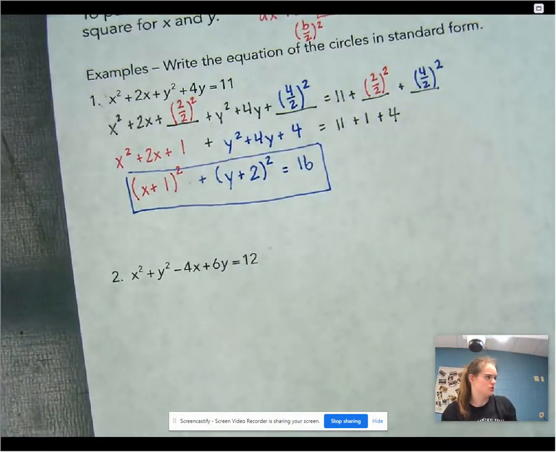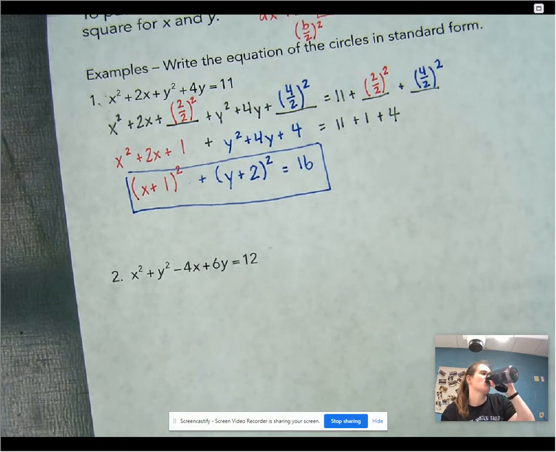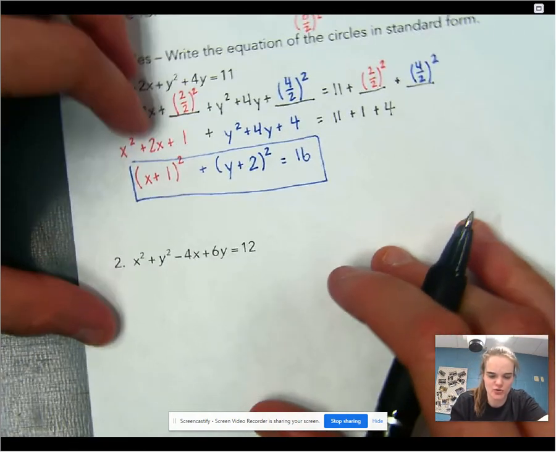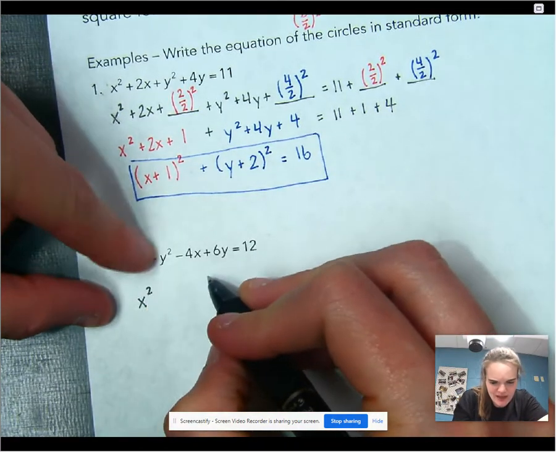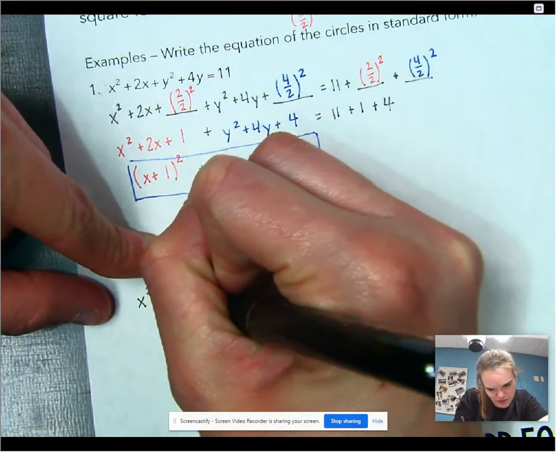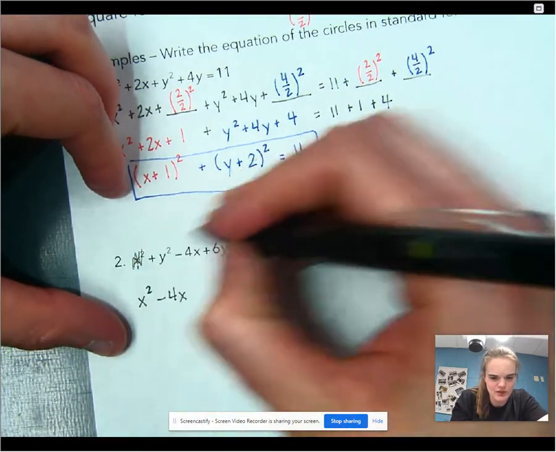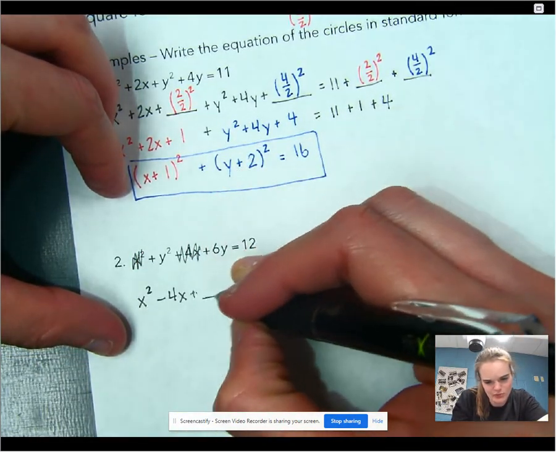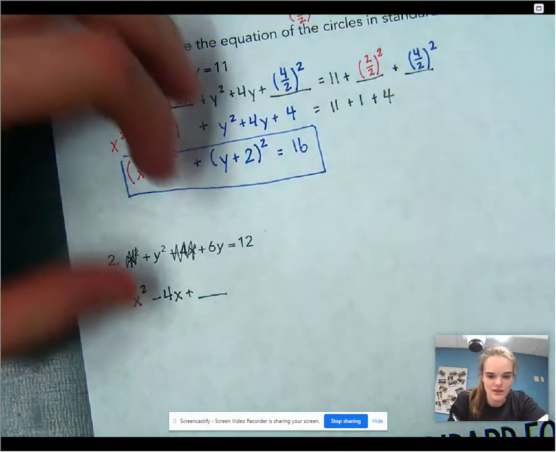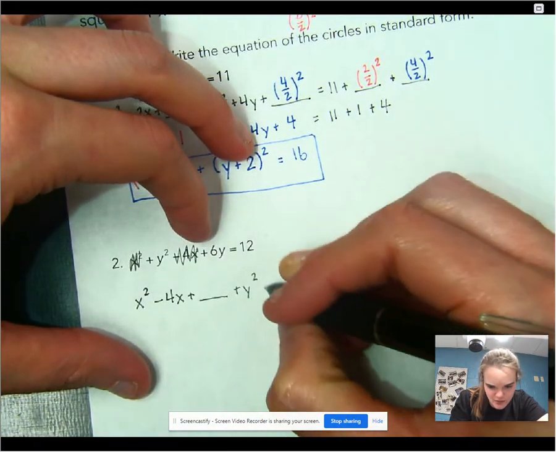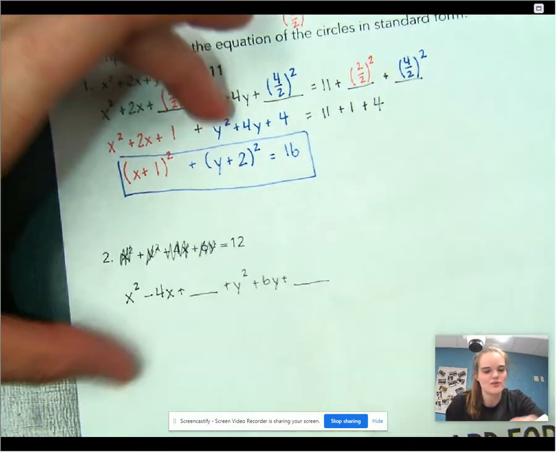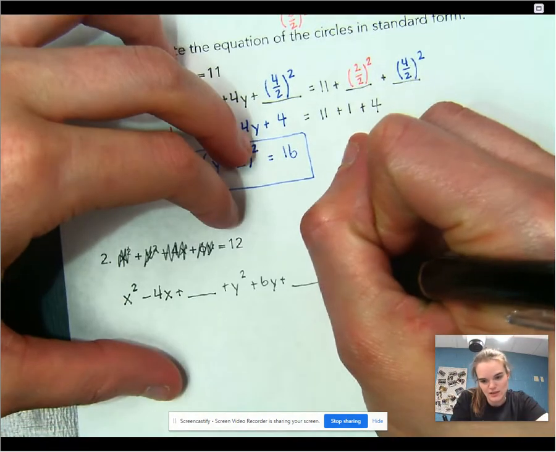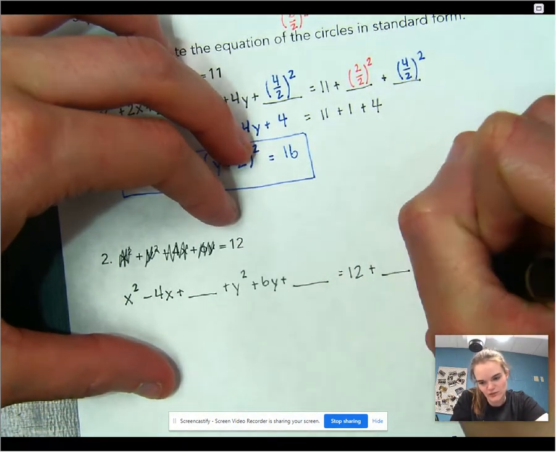We're going to do that again for number 2. Number 2 is actually not in the correct order to do this. Meaning, I have to have x squared, but then I have to have the minus 4x. Okay? So I took care of those. And I'm going to put plus my little blank there. Right? Then I have to put the y's. Y squared plus 6y. The order absolutely matters. The y's have to be together, the x's have to be together. Then equals 12 plus my 2 blanks.